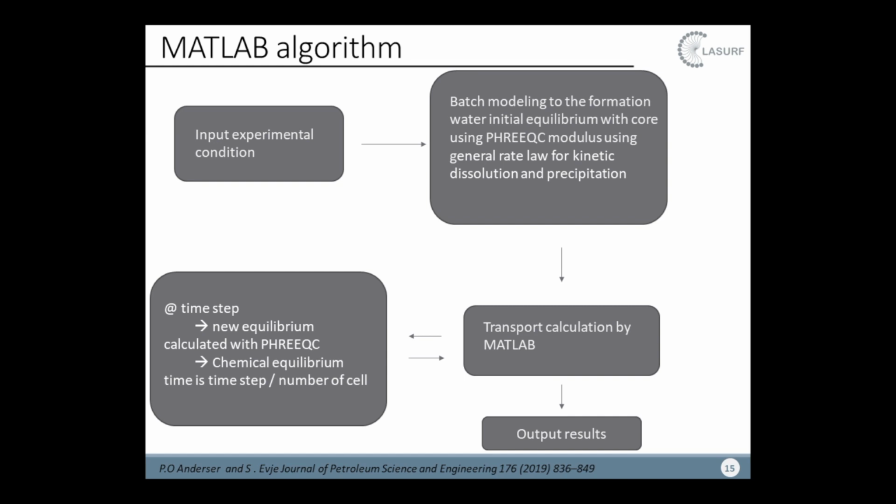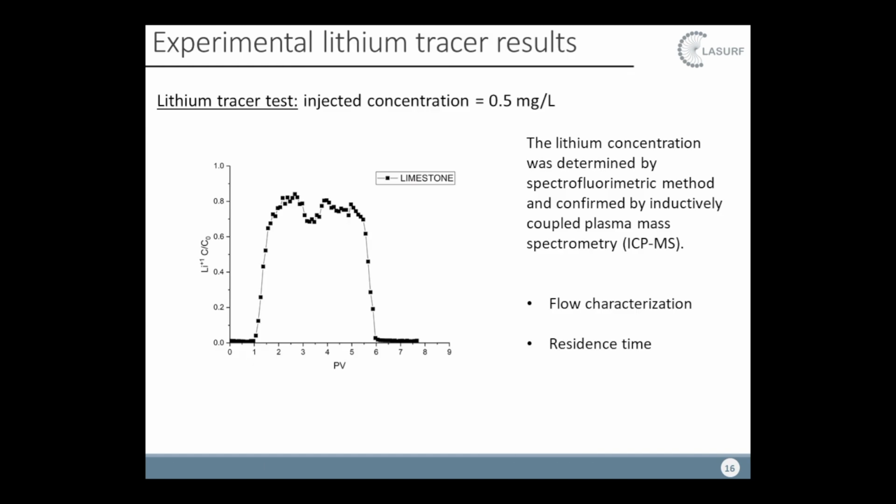We start the conditions. We use the FREAK to get the batch reaction and the first equilibrium between the rock and the water formations. Then we start the transport, and at every step of this transport I use the FREAK to make the calculation with the kinetic approach. And then at the end, we just get the results. So let's see what the results show.